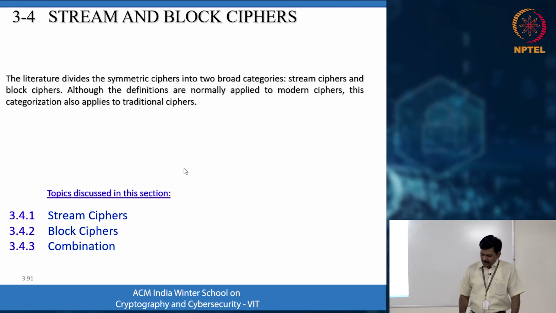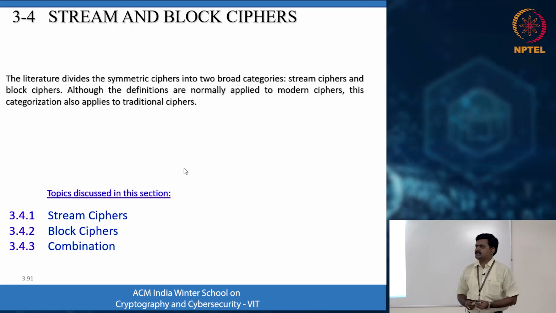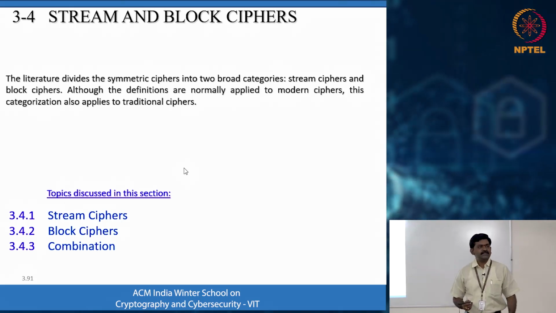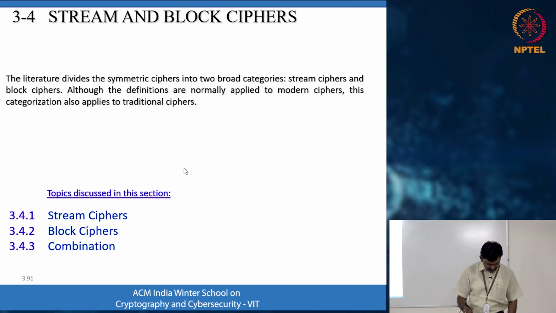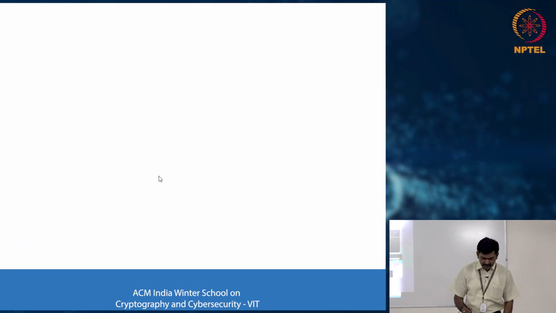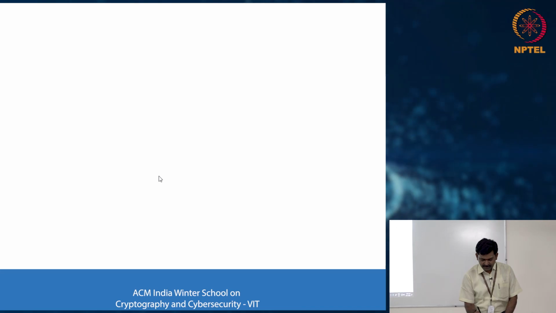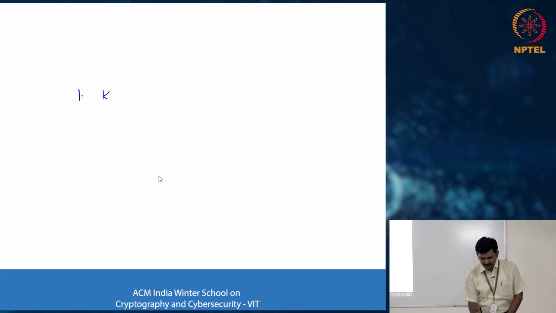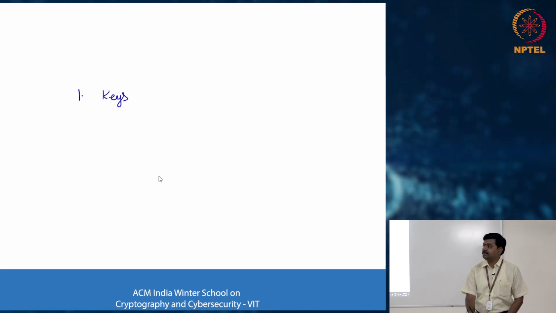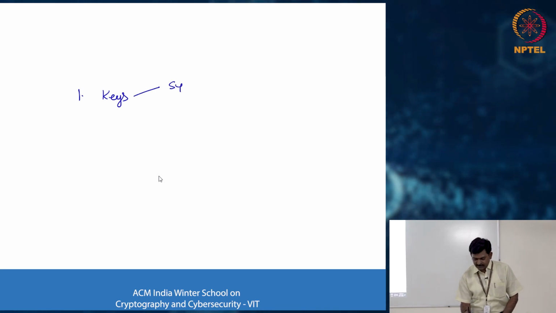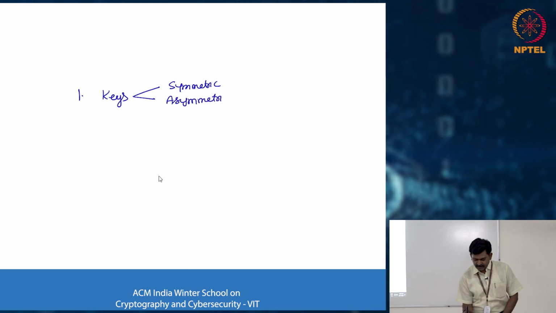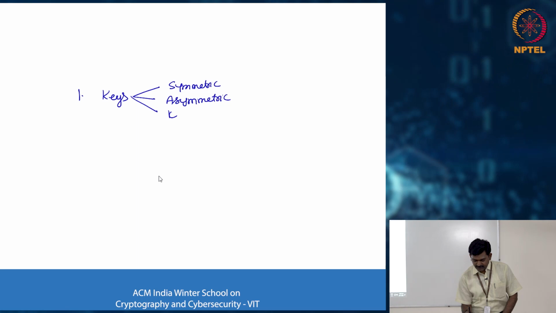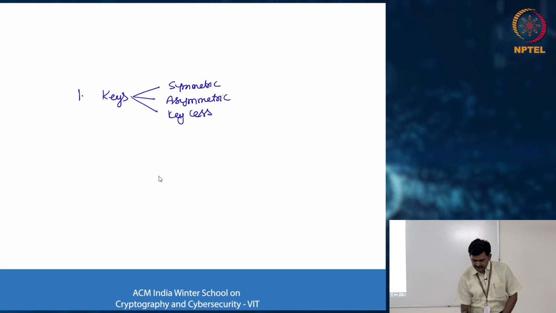What we learned in the previous classes was that the classical ciphers are based on categories. What are the categories we said? Number one, based on the keys. You have symmetric, and then you have asymmetric, then we have keyless. So this is one classification we saw.